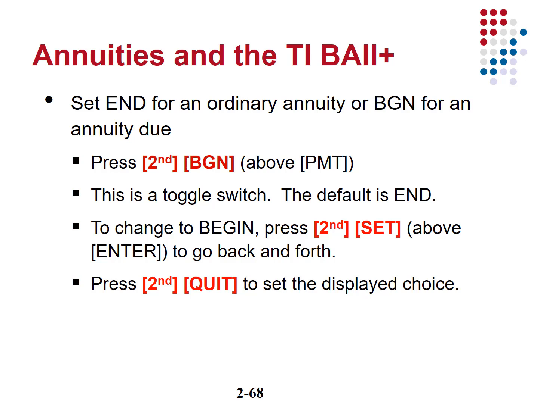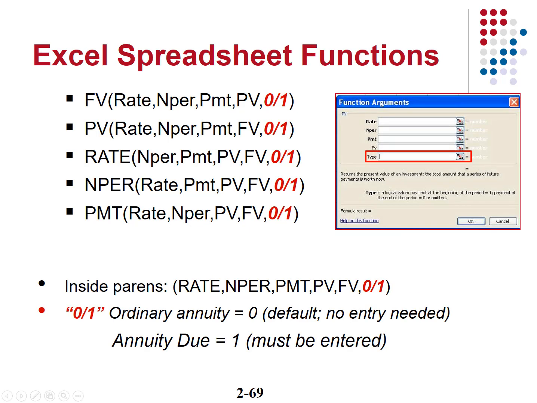Note, the calculator stays set to begin until you change it back. This is great if you're continually dealing with annuities due. Not so good on a one-time basis, as you may forget to reset it to end. In Excel, we would still use the functions corresponding to the 5 TVM keys with one alteration. Type is 0 by default, which equates to end, and it can be left blank in Excel. To specify begin, type must be set to 1.